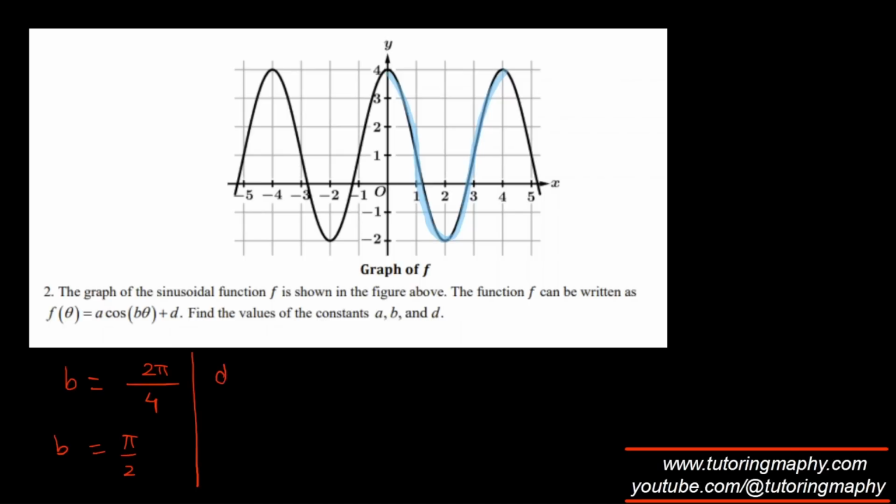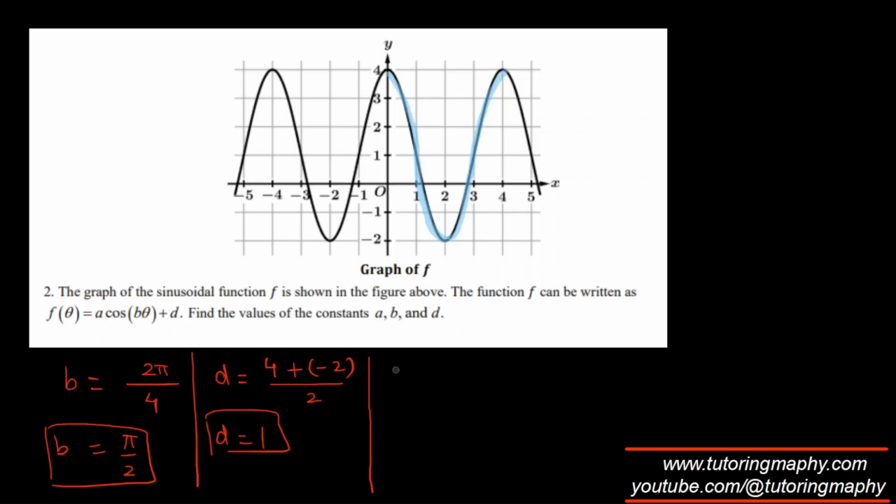The d value is going to be the maximum 4 plus minimum, which is negative 2, over 2. So 2 over 2 is just 1. And finally, the a value, we know it is positive, so skip the absolute value, which is maximum value minus minimum value over 2. So 6 over 2 is just 3. That is the value of a.